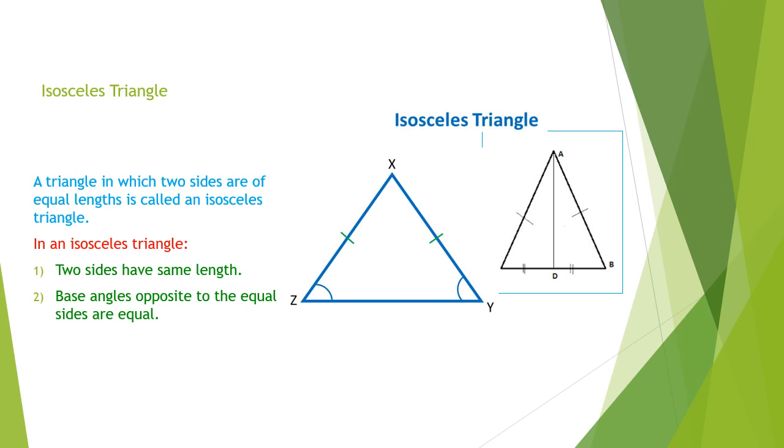The second special triangle is the isosceles triangle. A triangle in which two sides are of equal length is called an isosceles triangle. In an isosceles triangle, two sides have the same length. Base angles opposite to the equal sides are equal. So this point you have to study very well now. An isosceles triangle has what? Two sides equal. These two sides are equal.